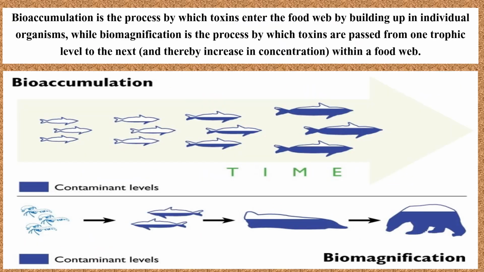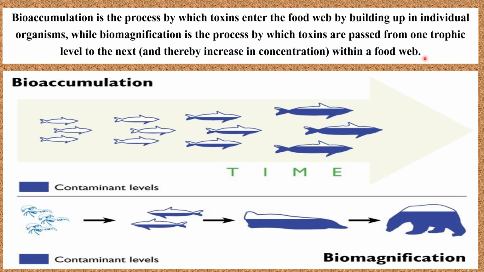Let's understand bioaccumulation and biomagnification. What is the difference between these two? So bioaccumulation is the process by which toxins enter the food web by building up in individual organisms, while biomagnification is the process by which toxins are passed from one trophic level to the next, and thereby increase in concentration within the food web.